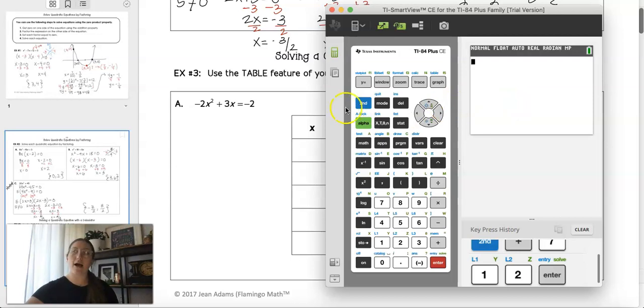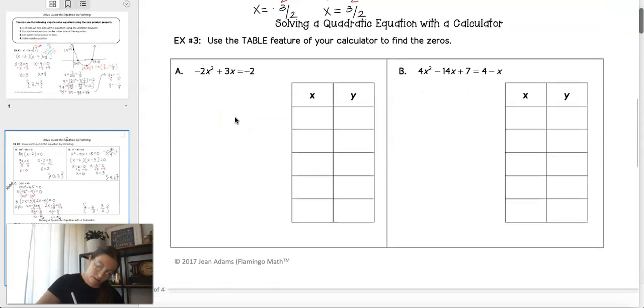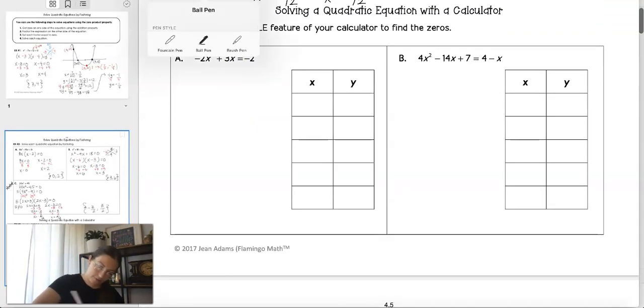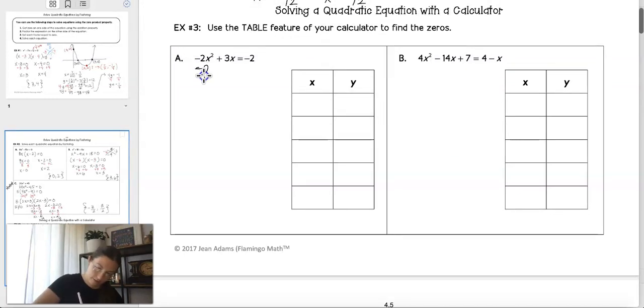Okay, so we want to go graph this. So to graph things, well, actually, before we do that, we need to add over the 2 first, which I'm sure you guys realized. So we're going to have negative 2x squared plus 3x plus 2 equals 0. All right, so step 1.